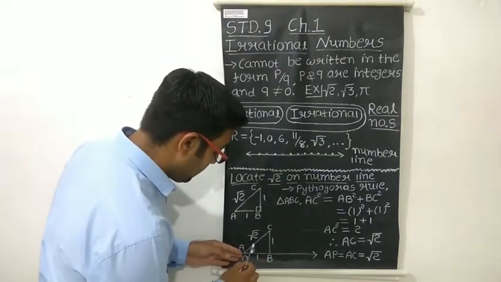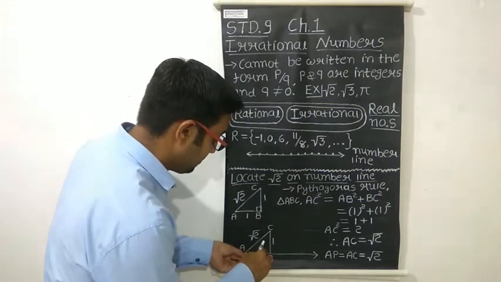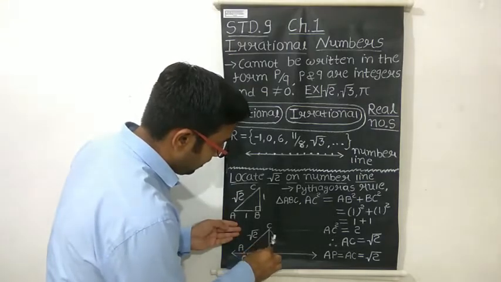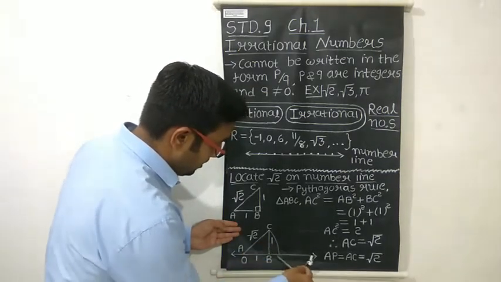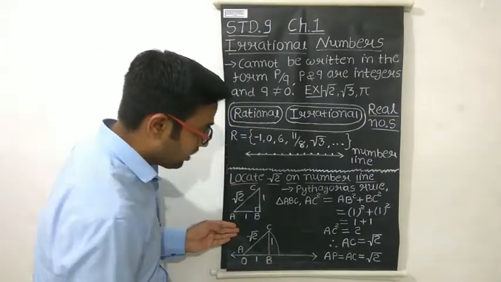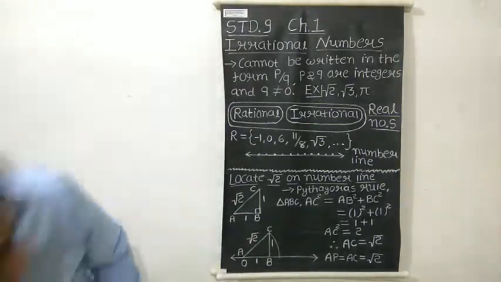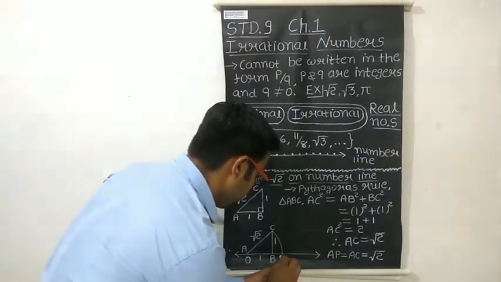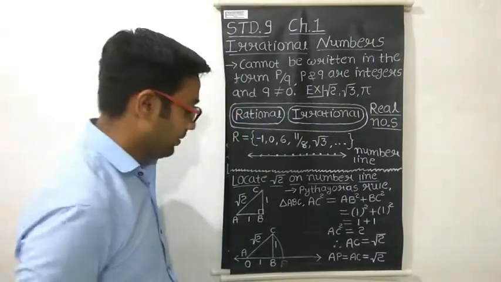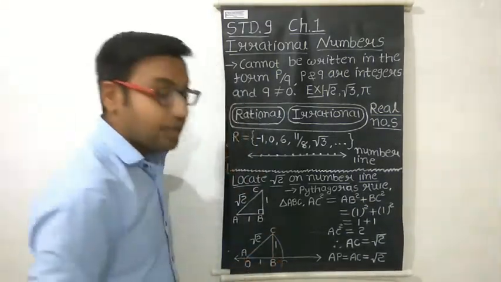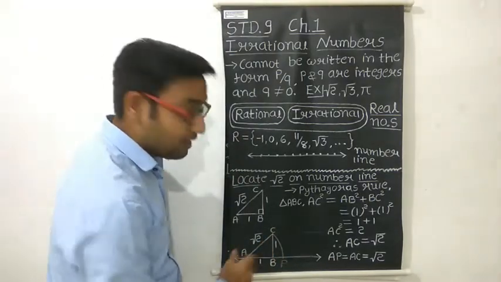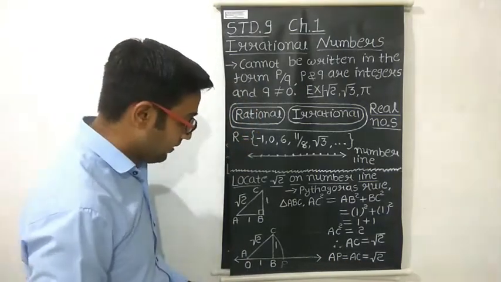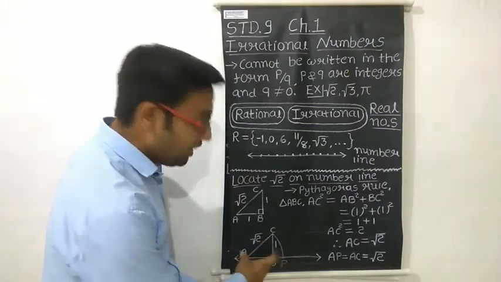Take on A to C distance, and from here you can make an arc that touches this number line, right? So here you get another point. Suppose this is your point P. Now your AC and AP are equal because these are the radius of the circle. So AP is equal to AC, which is root 2. In this way we can represent root 2 on the number line.